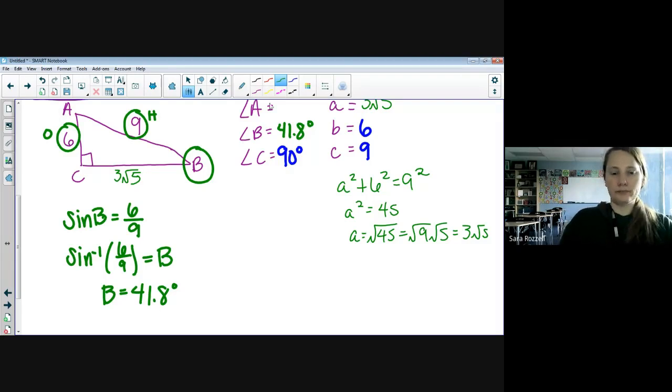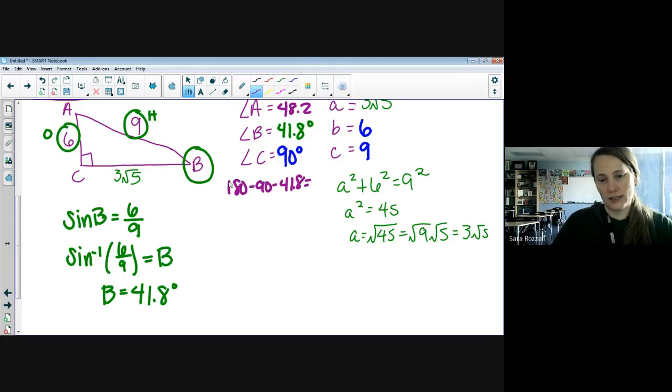So 41.8. Okay, and now we can switch over to A and see what that's going to be. Once you have two angles, what do you need to do to find your remaining angle? We just subtract them from 180, or these two are always going to add up to 90 because the other one was 90. So I'm just going to subtract 90 minus what I just got. So the other one is 48.2. Okay. So 180 minus 90 minus 41.8 is going to give us our third angle.